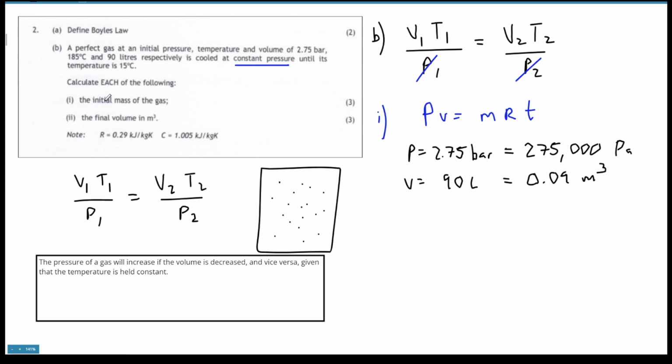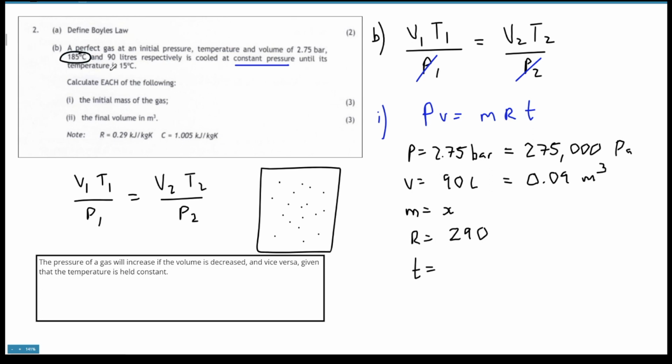Okay, and then the next one is the mass. That's what we're trying to calculate, the initial mass of the gas. So I'm going to call my mass X, so I know I haven't forgotten about it. R is given as the gas constant on this one, which is given in kilojoules. I need it in joules, so it's going to be 290 joules per kilogram per Kelvin, and the temperature is the temperature that the gas is at in Kelvin as well. So the initial temperature is 185.